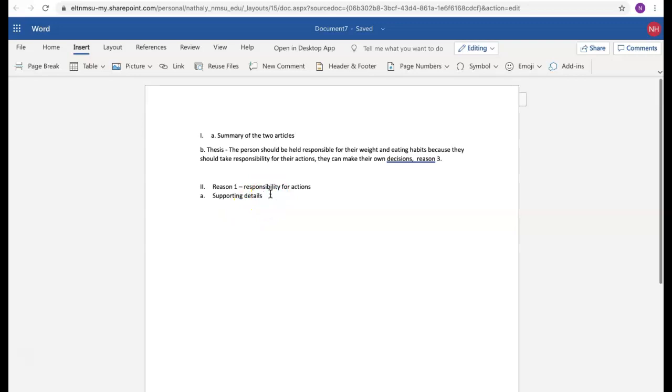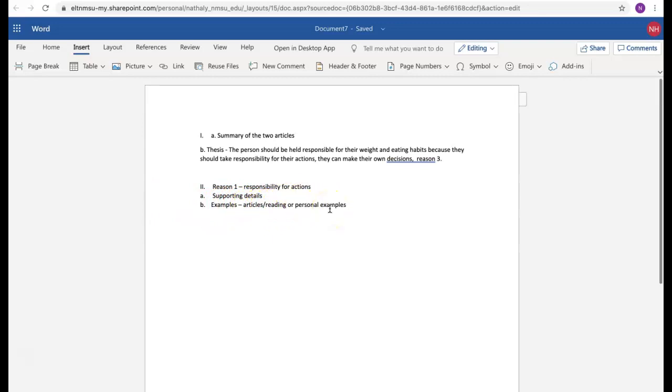So to develop this paragraph, you have to have supporting details. What we mean by supporting details is obviously examples, and these examples can be from the articles or the reading we have done, or they can be personal examples. For example, when we read David Zinczenko, he talks about how he lost weight because he joined the military and was able to lose weight and eat healthier. You can put that as an example, how he took responsibility for his own actions.